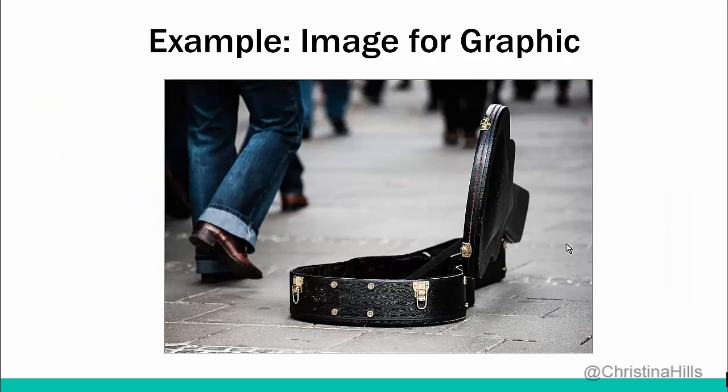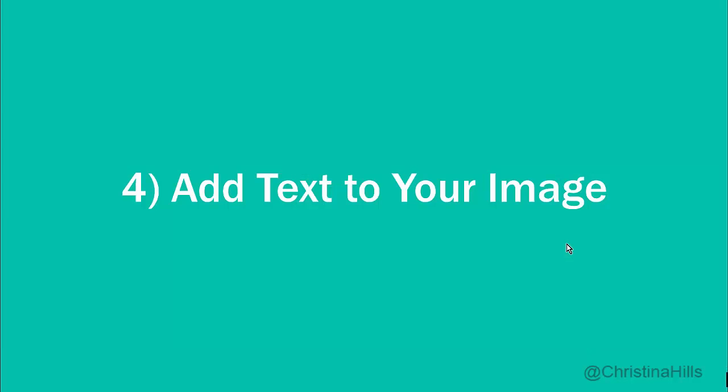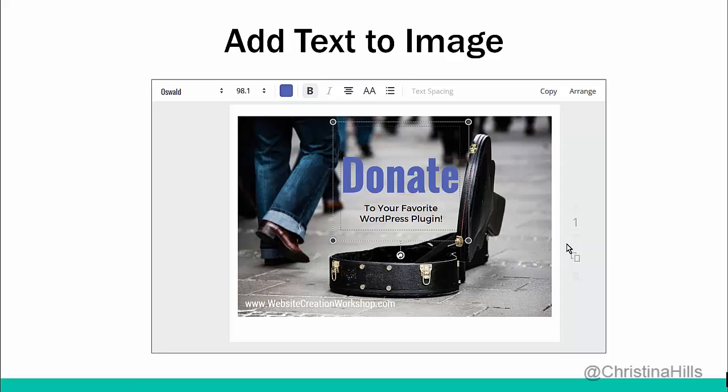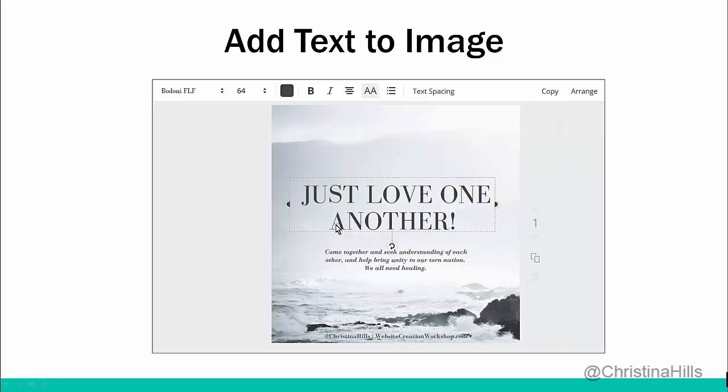So here's an example of a photo I got, and this is an image I grabbed from a stock site to make a graphic. All right, so then the next step, step number 4, is to add text to your image. So you go into whichever graphics program and you are going to add text on top of your image. And here's one example, and then here's another example. I had this picture of this sea, and then I added this famous quote, "Just love one another," which I love.